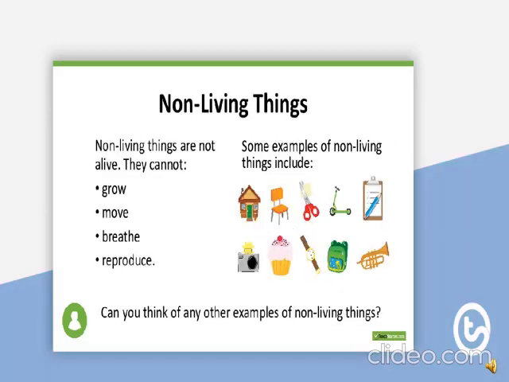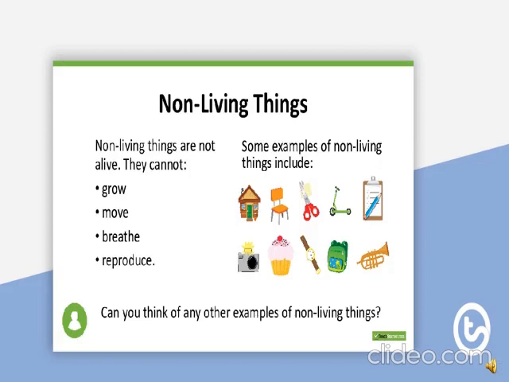Okay, now, what are non-living things? Non-living things are not alive. They cannot grow, they cannot move, they cannot breathe, and they cannot reproduce because they are not alive. They are not a living thing. We say these things which cannot grow, move, breathe and reproduce are called non-living things.